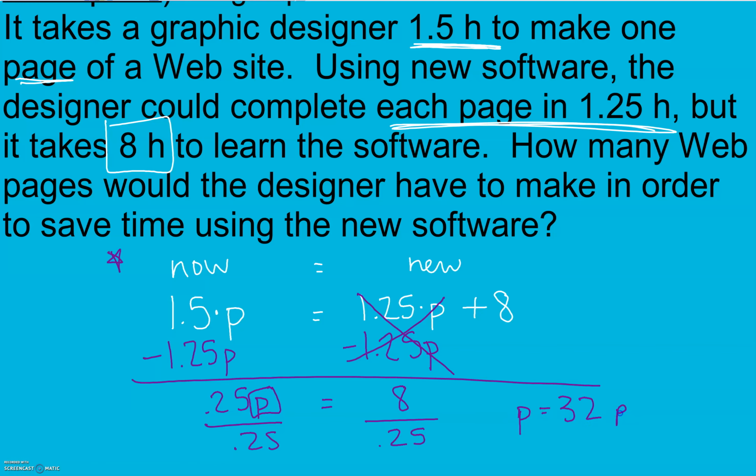So in order for the second one to be better, to save time, the person would have to make more than 32 pages with the new software. That could be 33 pages, that could be 100 pages, that could be 32.25 pages. Anything more than 32 pages is going to make the new software better. If it's exactly 32 pages, then it doesn't matter which way the designer works. It's going to be the same amount of time either way.